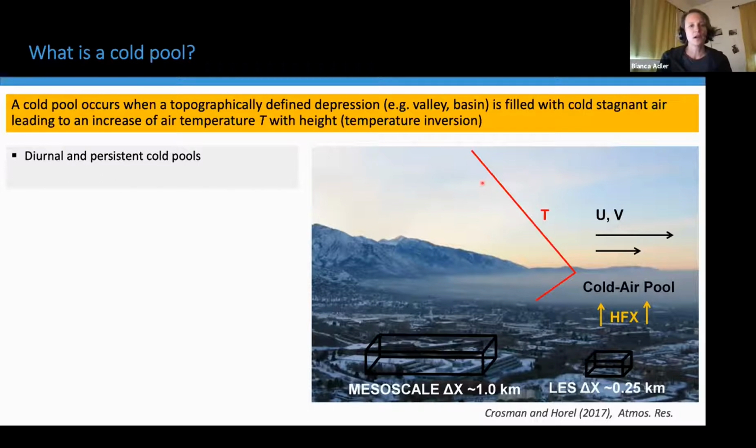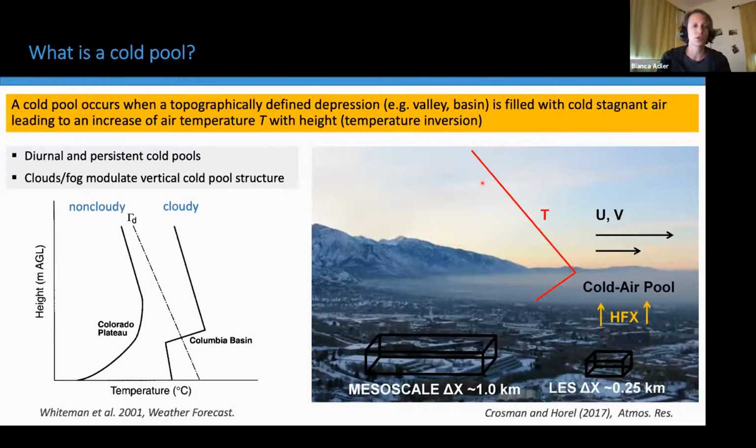So clouds and fog are very common within persistent cold pools, and they modulate the vertical cold pool structure. And this is shown here in these two examples. The temperature profile on the left-hand side is from a cold pool in the Colorado Plateau, which are very often non-cloudy. And as you can see, stability decreases smoothly with height up to the top of the cold pool. Then on the right-hand side, the profile is for cold pools in the Columbia River Basin, and these cold pools are very often cloudy. So the typical temperature structure consists of a near moist adiabatic layer in the subcloud and cloudy layer, and then a very sharp temperature increase at the cloud top.